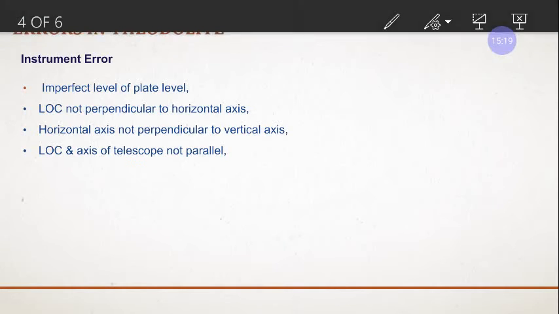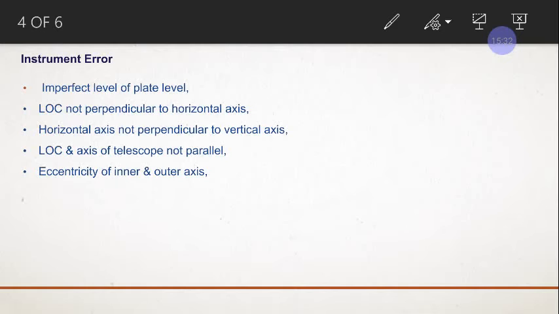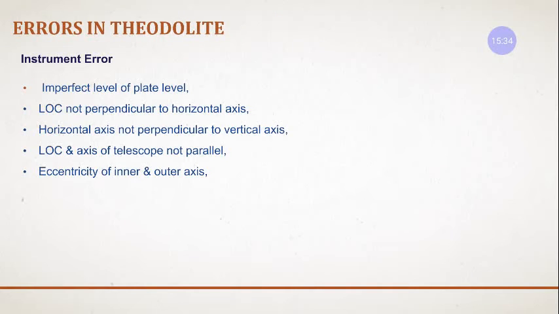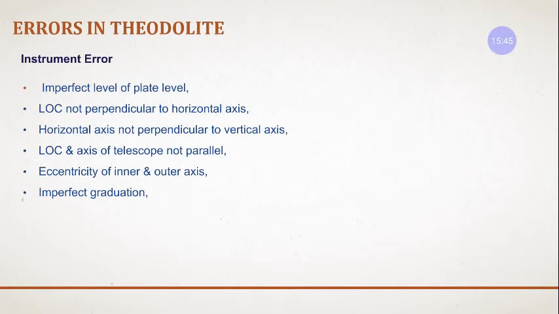So next is the line of collimation and the axis of telescope are not parallel, right? The line of collimation and the axis of telescope is not parallel. Eccentricity of the inner and outer axis. If there is eccentricity of the inner and the outer axis, then there is an instrumental error, right?